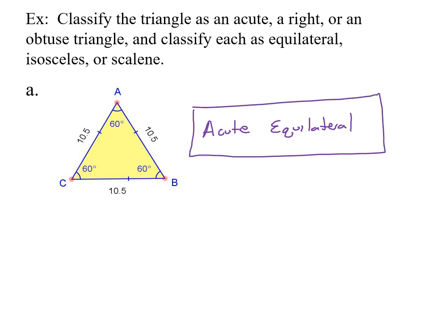Now, by definition, every equilateral triangle is acute. Sometimes, if you're looking at different papers, they may say you have an equilateral triangle, and that has to be an acute triangle. But the other way around is not true. Not every acute triangle is equilateral. So sometimes they'll leave the acute off if it is equilateral.